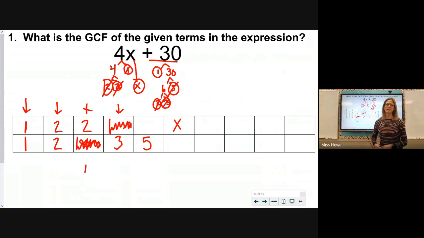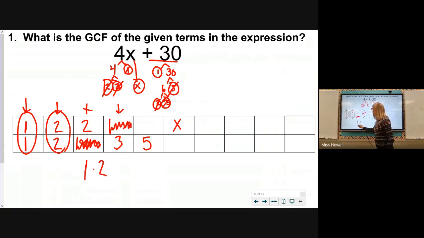GCF says I look for every column that is completely full. If I put a 5 or something else here, or a 2 there, or put the 3 there, then I think those columns are full, and they're not. Those are empty. So our only columns that are full is this column with a 1 and this column with a 2. So our greatest common factor would be a 1 times a 2, or in this case, a 2. So be careful. Let's try another.